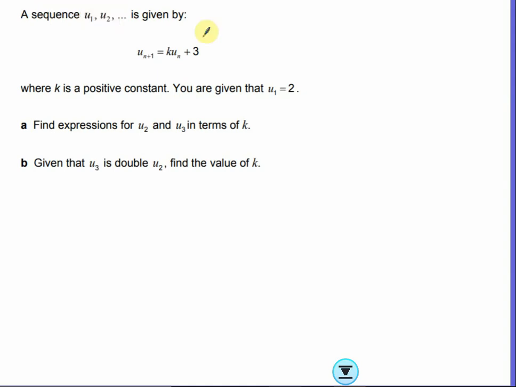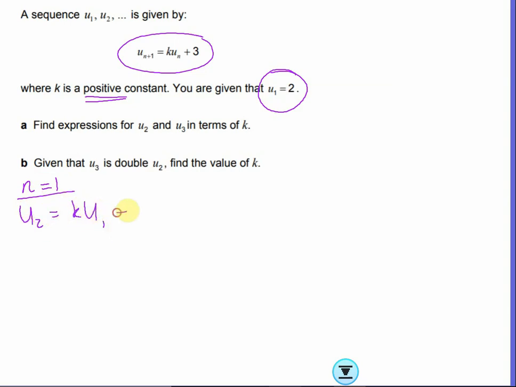Right, so here is our recurrence formula. Looks okay. k is positive, it's always worth noting, because if you get a negative value and a positive and you write both, you've just lost yourself a mark. We've got this first value being 2. Let's go in our usual fashion. When n is 1, we get the second term, k lots of u1 plus 3. So we've got k lots of 2 plus 3. That's 2k plus 3. So that's that one done.